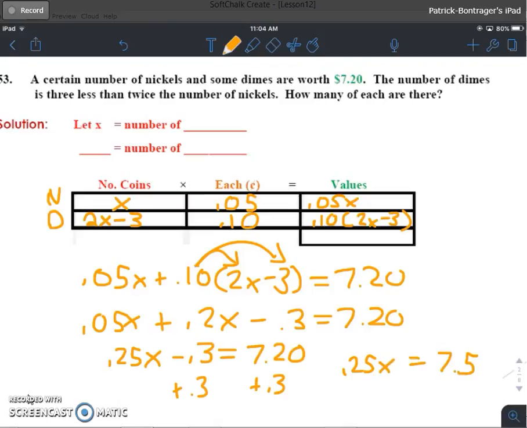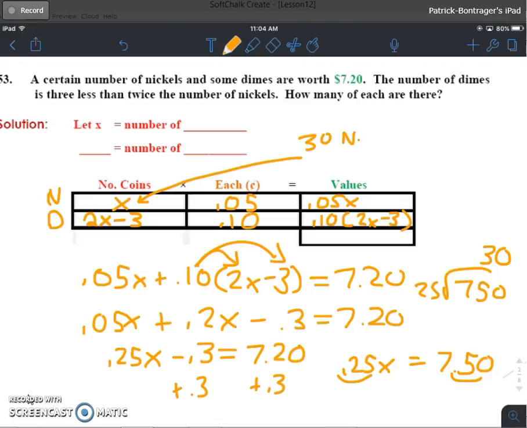And 7.5, again, move it twice. So 750 divided by 25. And 25 goes in 75 three times. So it's going to be 30. Again, it is not 30 dollars. I have 30 nickels. And I have 2 times 30 is 60, minus 3 is 57 dimes.